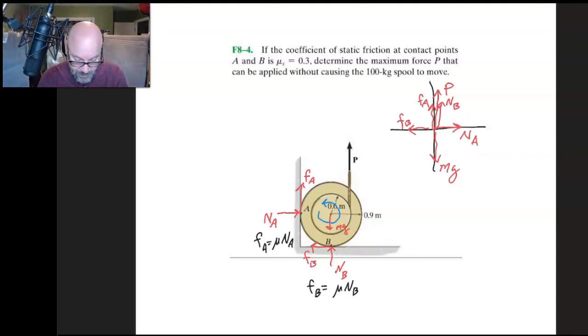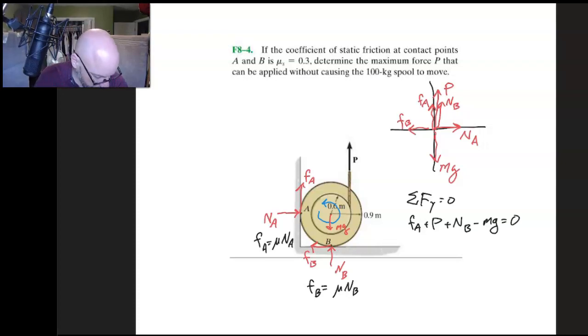Okay. So next step that we always take, let's look at what's happening with X and with Y forces. So I'm just going to start with the Y forces here. We've got FA is up. We've got P is up. We've got NB is up. And my weight is down. Very good.